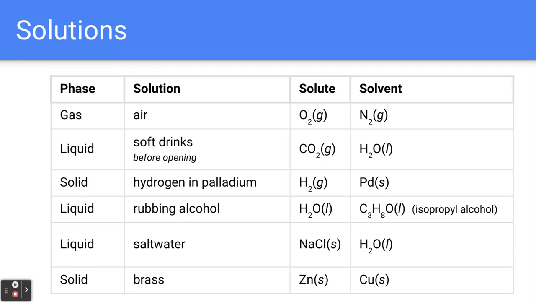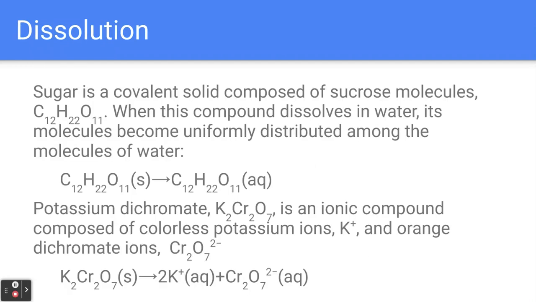We have salt water, for example, which is a solid salt being dissolved in liquid. And then we've got a solid phase solution such as brass, which is zinc being dissolved in copper when we melt them together. Now, it's important to remember that solutions themselves are mixtures. They are not chemically bonded to each other. They're just mixed together. We're not bonding them together.